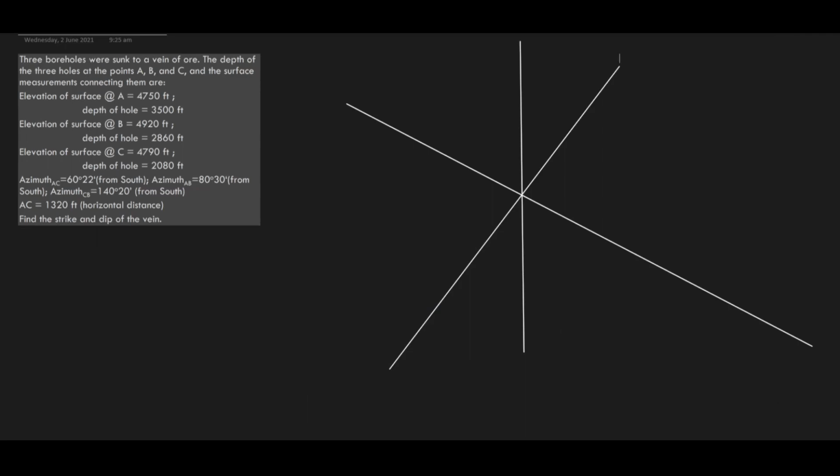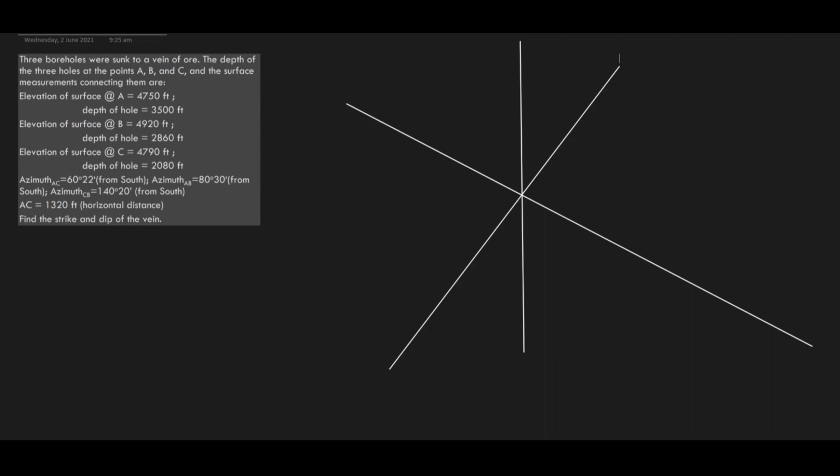Three boreholes were sunk to a vein of ore, and the depths of the three holes at points A, B, and C and the surface measurements connecting them are: elevation of surface at A is 4,750 feet, the depth of the hole at A is 3,500, the elevation of the surface at B is 4,920, and the depth of the hole at B is 2,860. The elevation of the surface at C is 4,790 and the depth of the hole at C is 2,080.